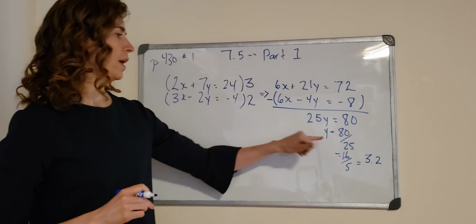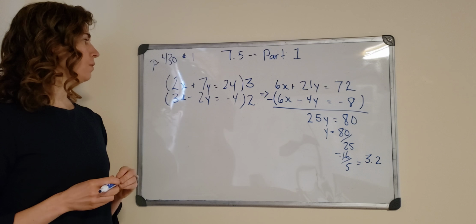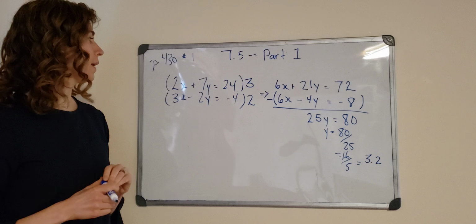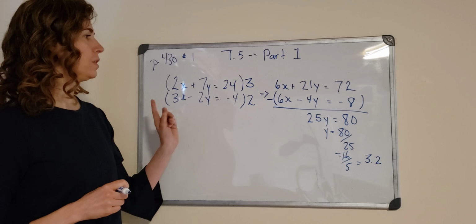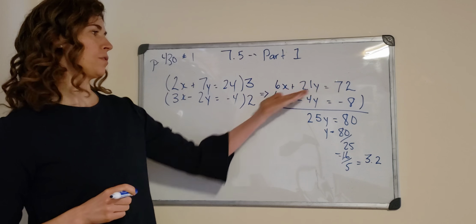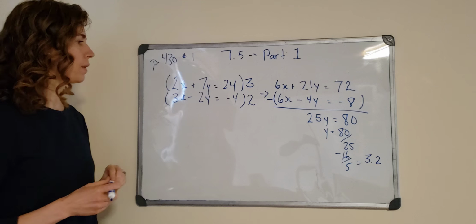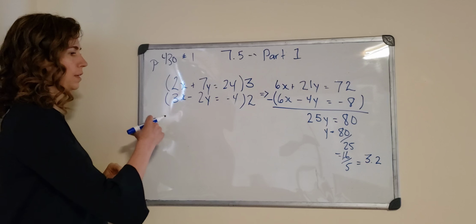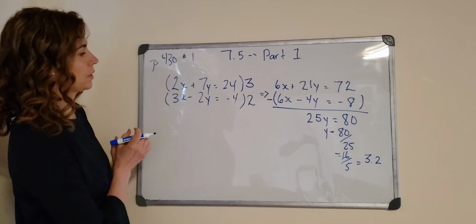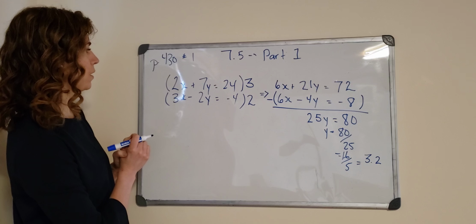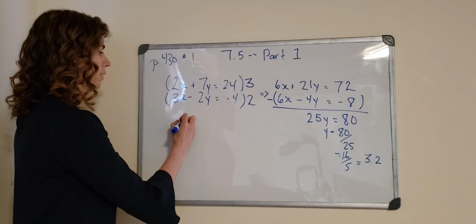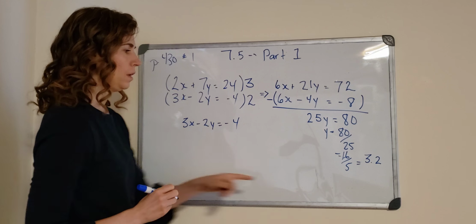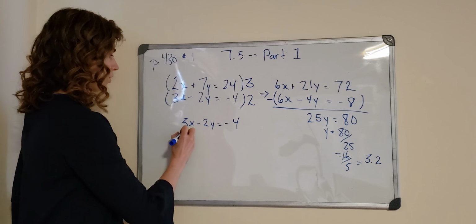So there I have my y variable. Now, to solve for my x variable, I can go back and pick either one of these equations. I could also take these ones if I wanted, but I'm just going to go back to one of my original ones. And I'm going to use substitution now to solve for x. So, looks like it'll be a similar amount of work for me. Let's pick the second one. 3x minus 2y equals negative 4. All right, we know that y is 3.2.